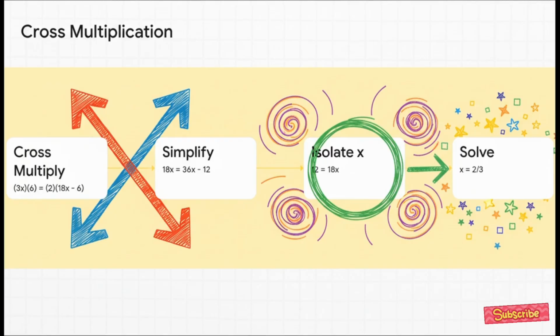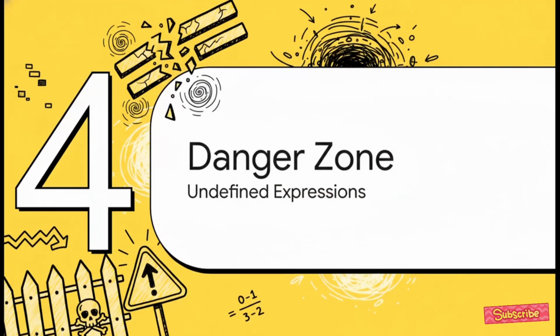Top of the left times the bottom of the right, and top of the right times the bottom of the left. You set those two results equal to each other. That one move completely obliterates the fractions. How cool is that? From there, it's just an equation we already know how to solve. We simplify, we isolate x, and we find our answer. X equals 2/3.